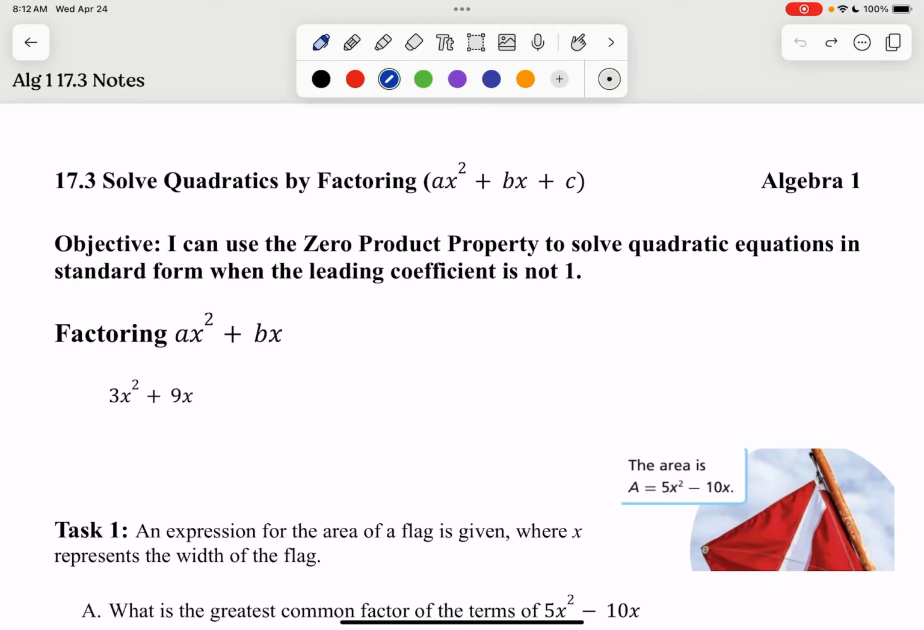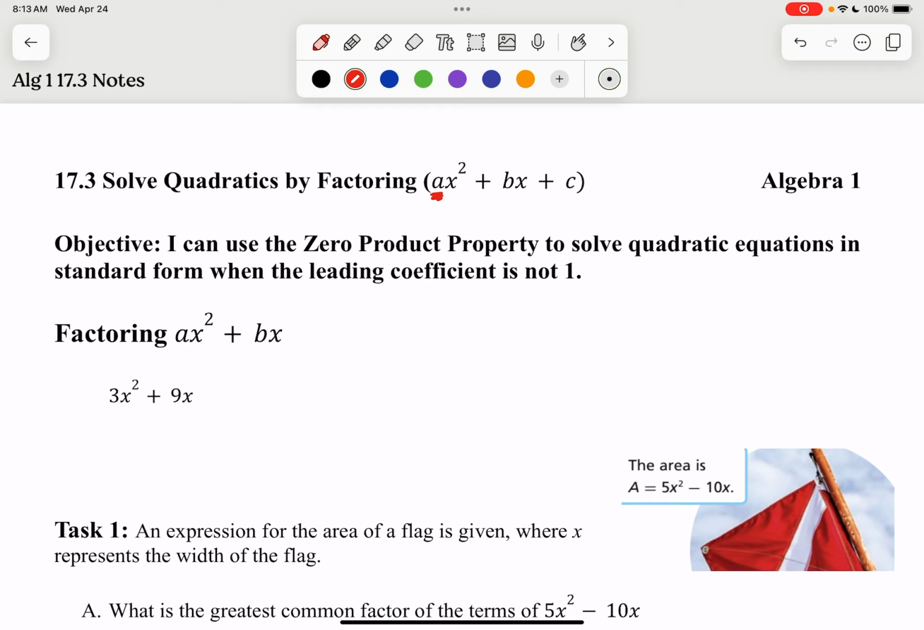Solve quadratics by factoring ax squared plus bx plus c. This section is just an extension of the last one. In the last section, our leading coefficient was always 1. In this section, it is not going to be. And when that leading coefficient is not 1, it throws a bit of a wrench into our plans. It requires a little more work and some trial and error.